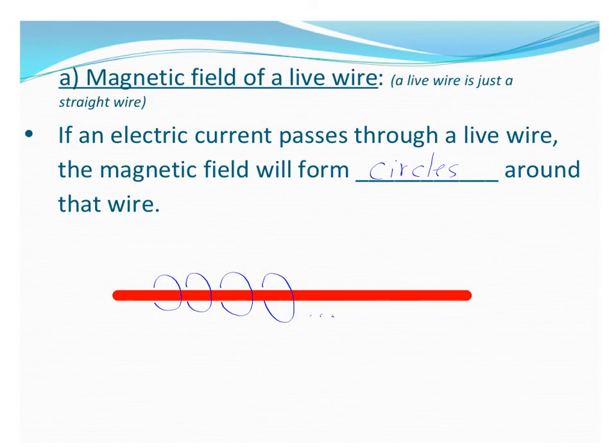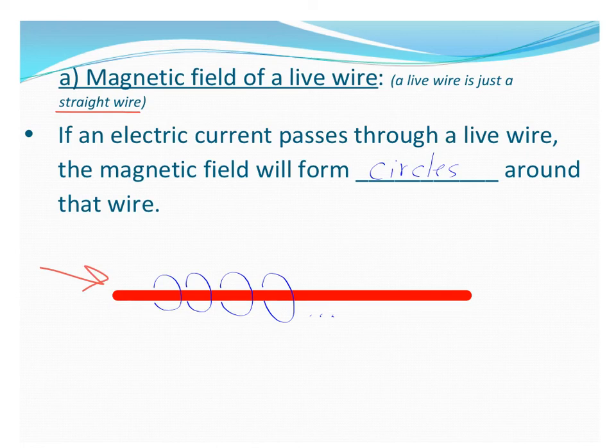So far we've seen the shape of a magnetic field around bar magnets and horseshoe magnets. But if we use electromagnetism to create a magnetic field around a live wire, which is simply a straight wire, like drawn down here, well, the magnetic field will have a different shape.